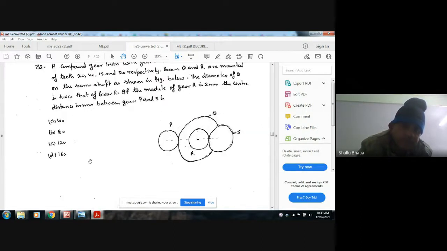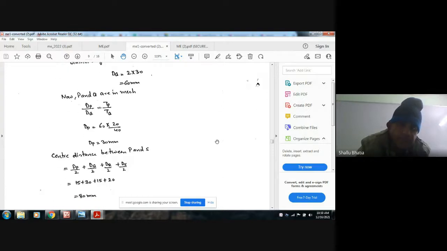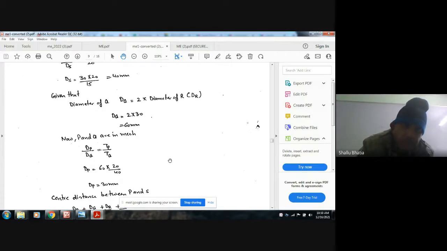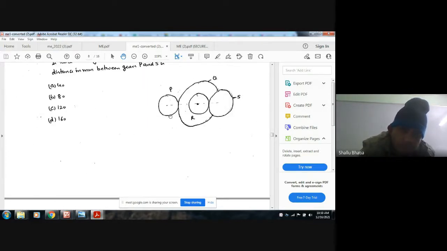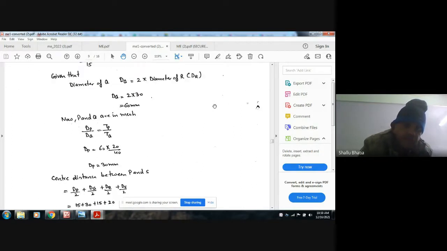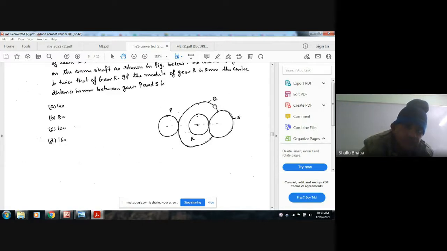Now the center distance is this plus this. This is dq by 2, this is dq by 2, this is dr by 2, this is ds by 2. So the center distance between P and S is dq by 2, dq by 2, dr by 2, ds by 2. Let us see once again: this distance is dq by 2, this distance is dq by 2, this distance is dr by 2, and this will be ds by 2. So what we get is option B.